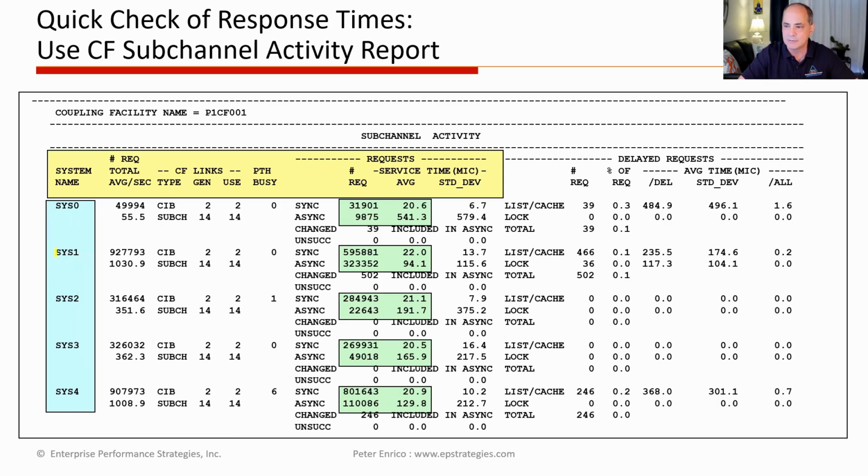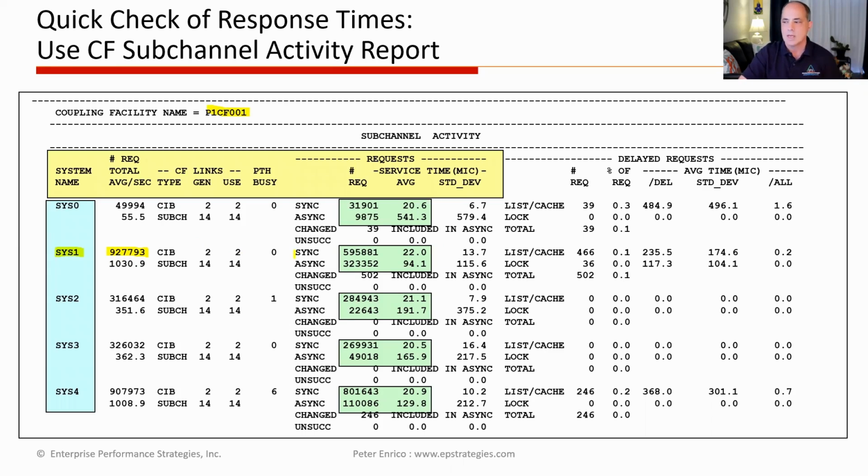We're looking at, for example, how many requests were made from system 1 to this coupling facility. The number of requests being made is about 927,000 for system 1. And then you get the requests per second. I'm not going to go through any of these other measurements here.